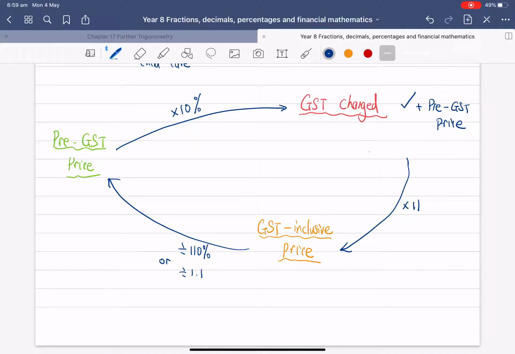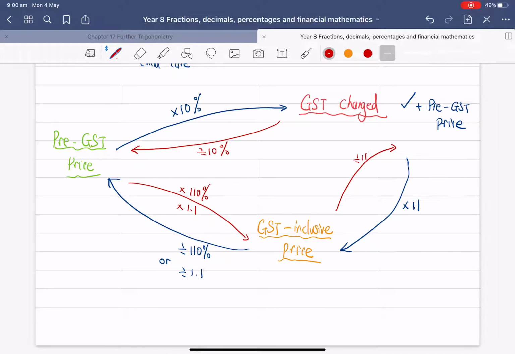All right, so that's a sort of flow chart. Now, if you want to go backwards, the other way around, all you have to do is, instead of multiplication, this time it is division, and instead of division, it's multiplication. So times by 110% or times by 1.1. And here, instead of times by 11, we divide by 11.